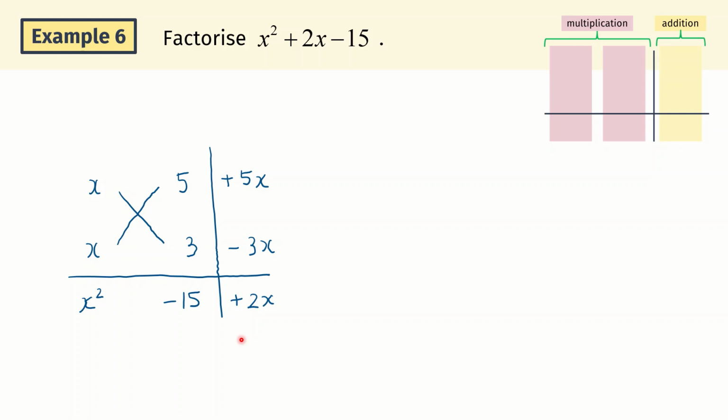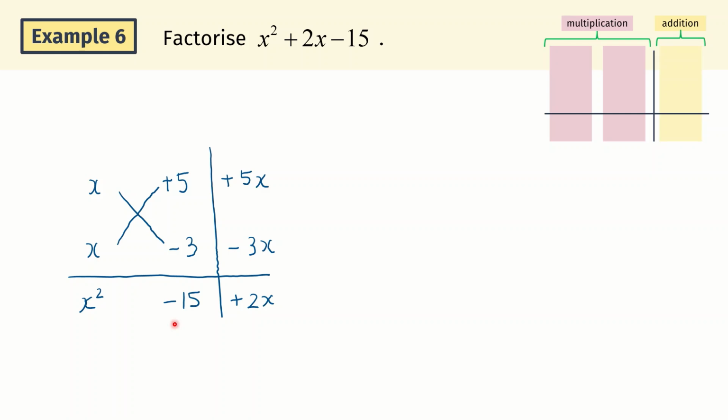So if I were to place my signs in this manner, that will mean that over here I must have a positive 5. And then after that, over here at the bottom, I must have a negative 3. Alright, and then now we check. Does a positive 5 multiplying with a negative 3 give us a negative 15? I hope you are aware that it does give us a negative 15.